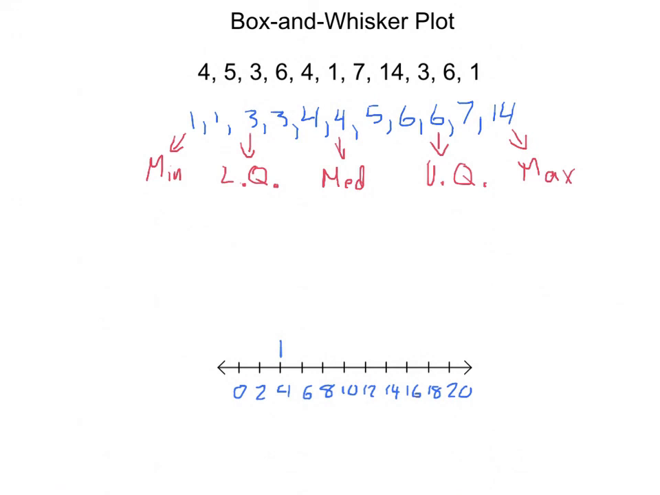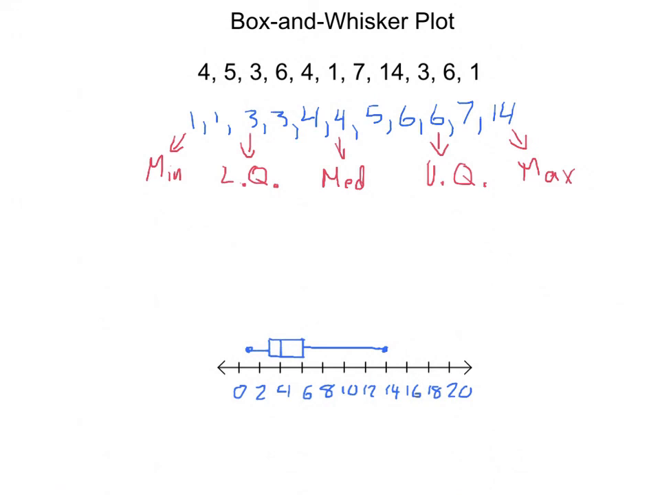My lower quartile is 3, so it's really, really close. And then my upper quartile is 6, and again, it's pretty close. So I'm going to create my box using those values. My minimum value is a 1, so I'm going to put a point there with a whisker. And my maximum value is a 14, so I put a point there, and once again, connect that with the whisker. So there we have our creation of our box and whisker plot for this set of data.